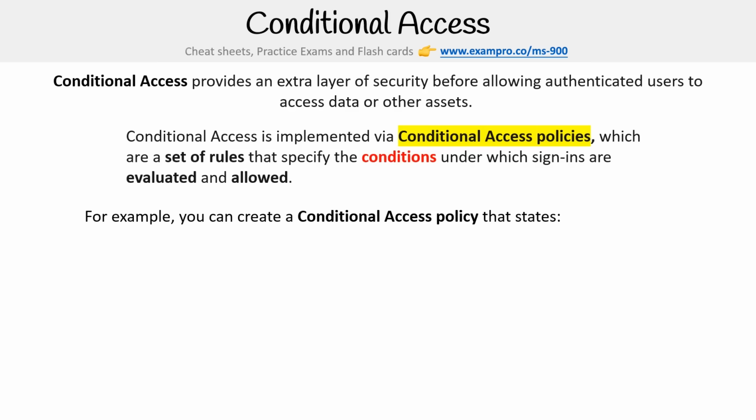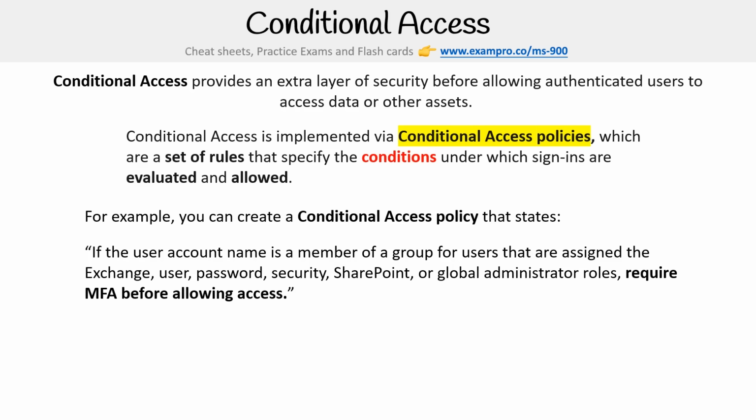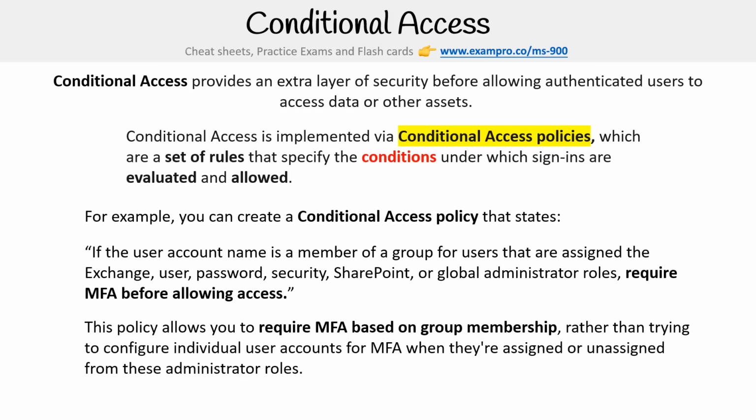For example, you can create a conditional access policy that states, if the user account name is a member of a group for users that are assigned the Exchange, user, password, security, SharePoint, or global administrator roles, require MFA before allowing access. This policy allows you to require MFA based on group membership, rather than trying to configure individual user accounts for MFA when they're assigned or unassigned from these administrator roles.